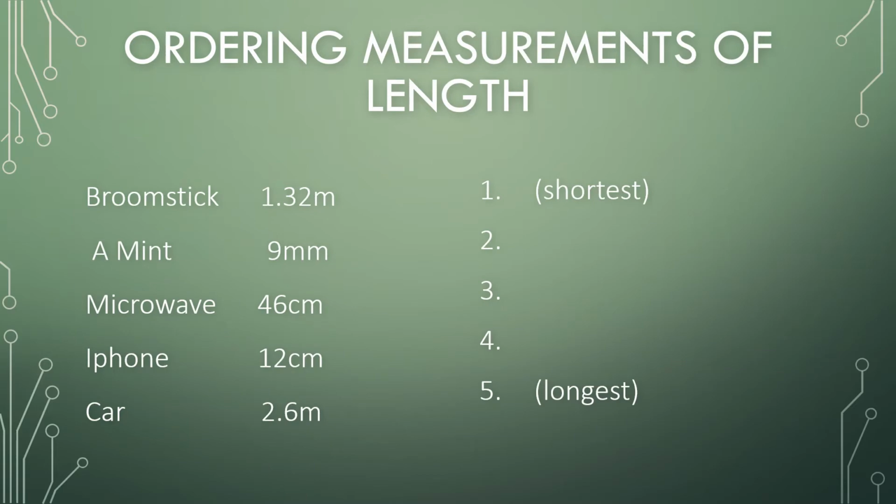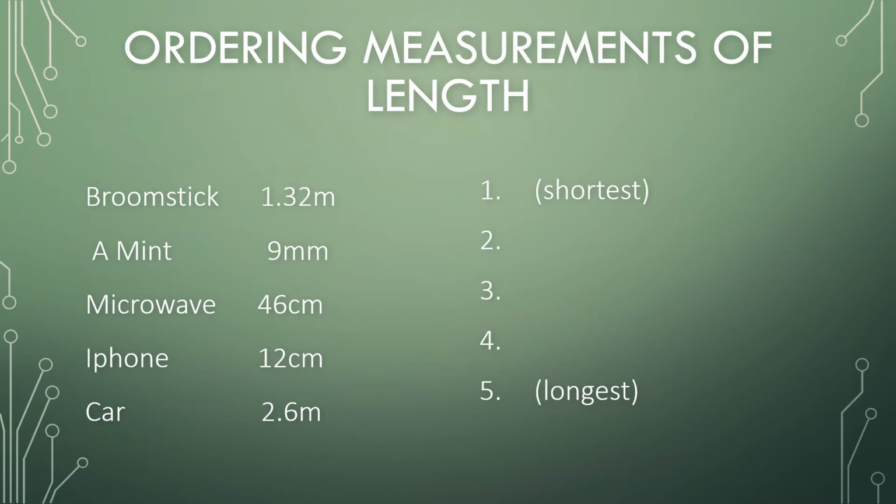All right, so we're going to have a look. We've got 5 different items here, each with a measurement next to them. So a broomstick is 1.32 meters in length, a mint 9 millimeters in length, microwave 46 centimeters, an iPhone 12 centimeters, and a car 2.6 meters. We're going to have a look at putting these in order from the shortest to the longest.